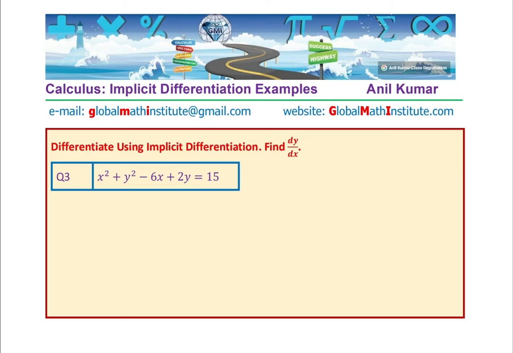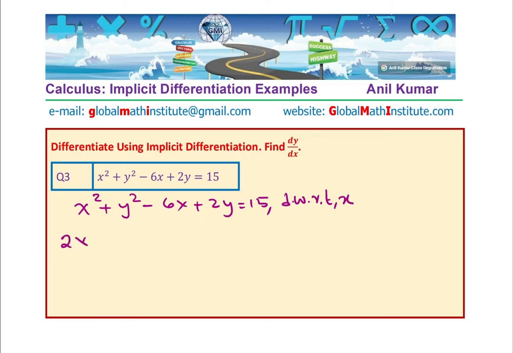Now we have an equation of a circle, which is x squared plus y squared minus 6x plus 2y equals 15. So let us write down the derivative of this equation. I would like you to pause the video, answer this question, and then look into my suggestion, right? So we are differentiating with respect to x. So what do we get?